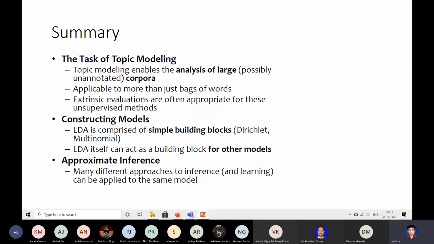Let me quickly summarize. It enables analysis of large unannotated corpora. Of course, you need a small corpus to start with. You start with a random value. You need a corpus and later you can extend it. This is completely unsupervised. You don't need any pre-labeling. You start with Gibbs sampling, a random value, and you organize. It's like clustering. It's completely unsupervised.